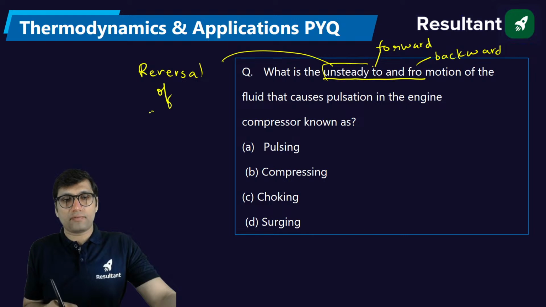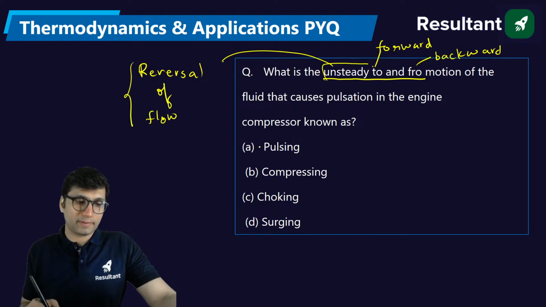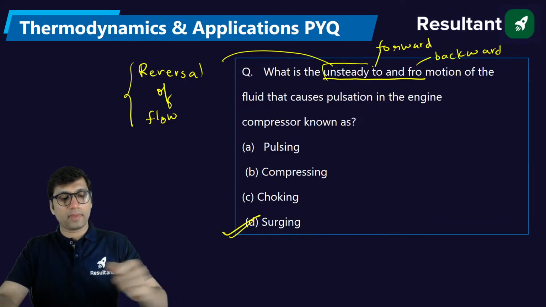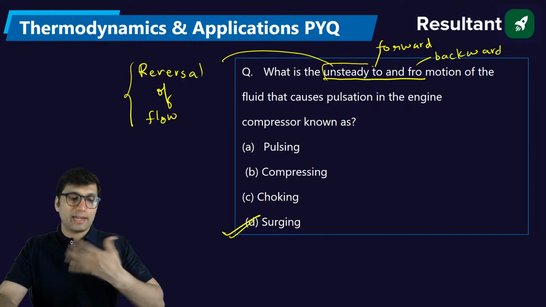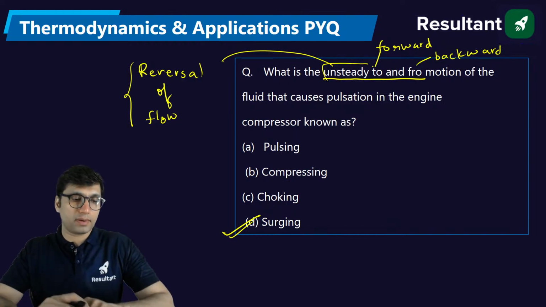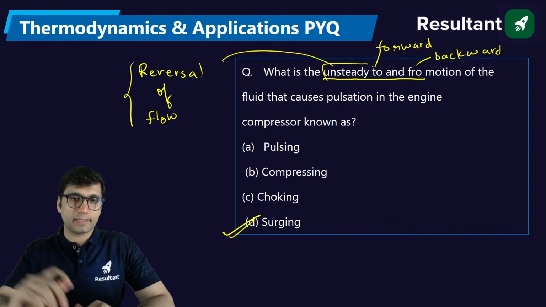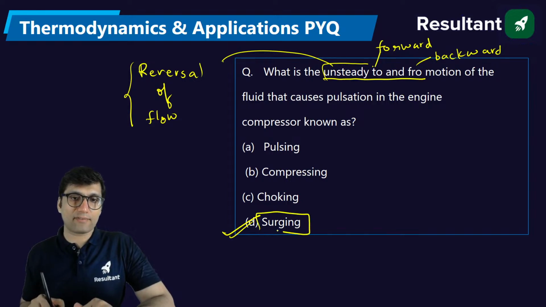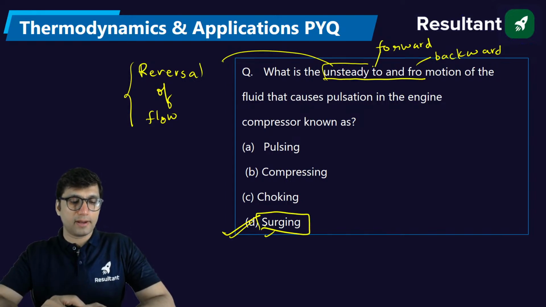Reversal of flow, you all know this, we study it, is called surging, or it is also called backflow. Why does it take place? There are some issues in the compressor, but that is called surging. That is, backflow takes place in the compressor, and it also creates some pulsation. Pulsation means some sound in the compressor, a pulsating sound in the compressor.